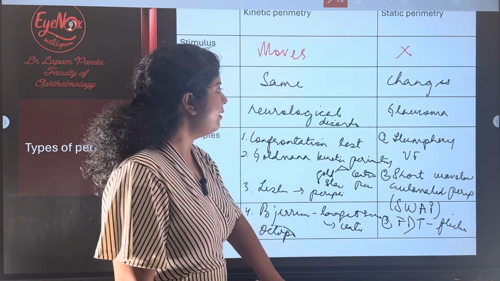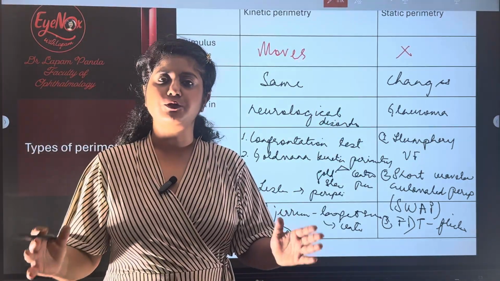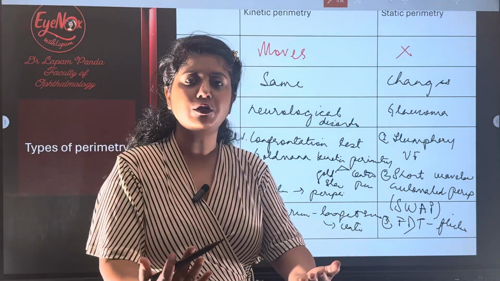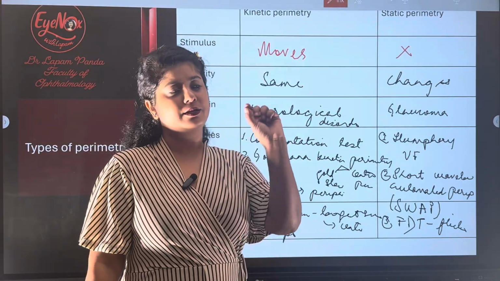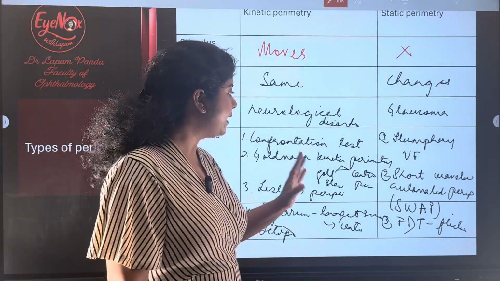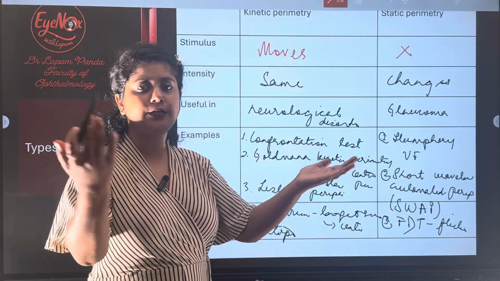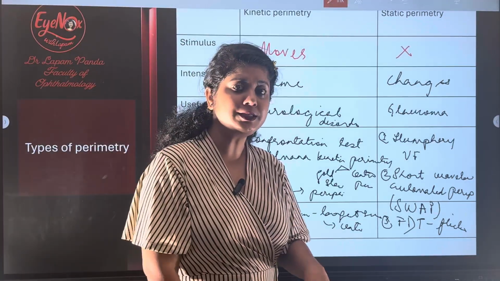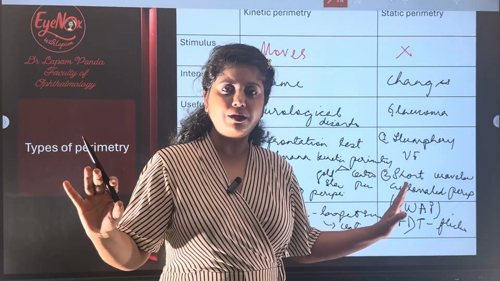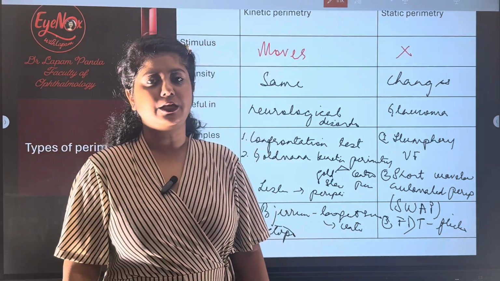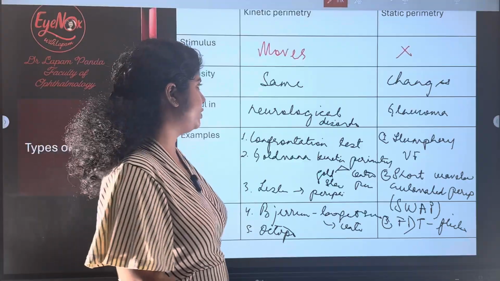Okay, and as I said, all these perimeters are white on white, which means the surface on which the stimulus is given is white and the stimulus is also white, except the short wavelength automated perimetry, which has a yellow background and blue color stimulus, and the Jerem screen, which has a black background and white color stimulus. Apart from that, everything is a white on white perimetry.